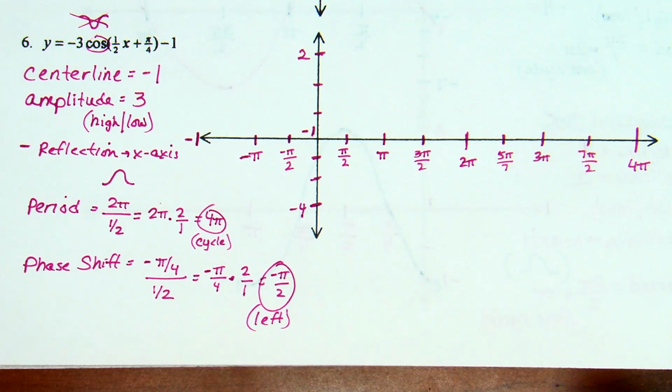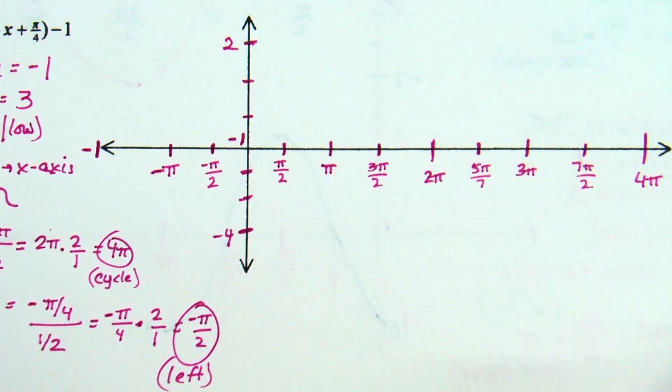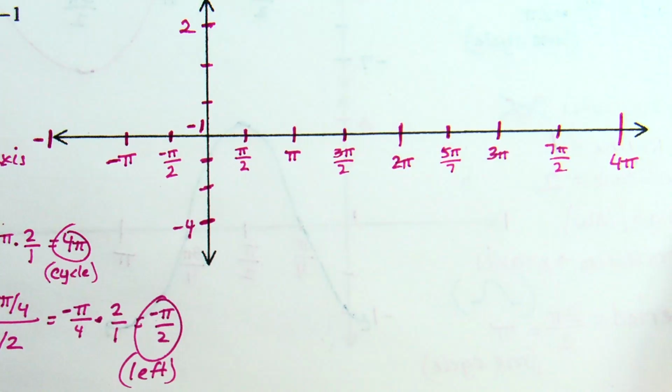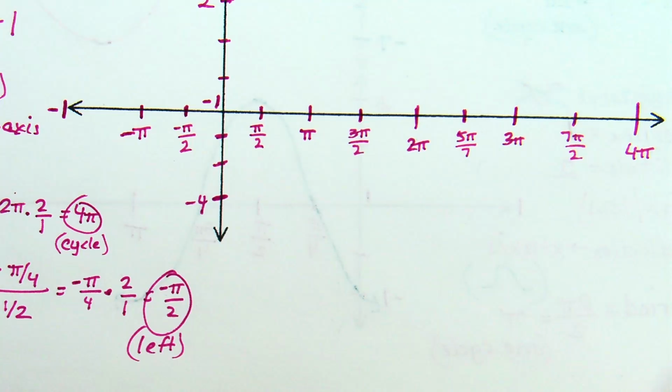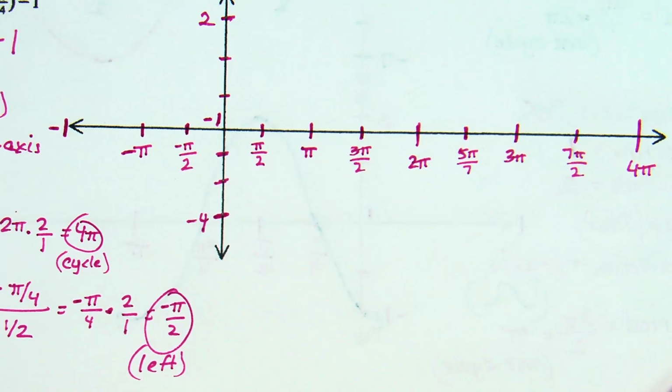Okay, I'm going to start my pencil version without a phase shift. So we're doing a reflected cosine. Cosine normally starts where? Up top. Since this is a reflected cosine, it's going to start down low. So I'm going to start down here at -4.